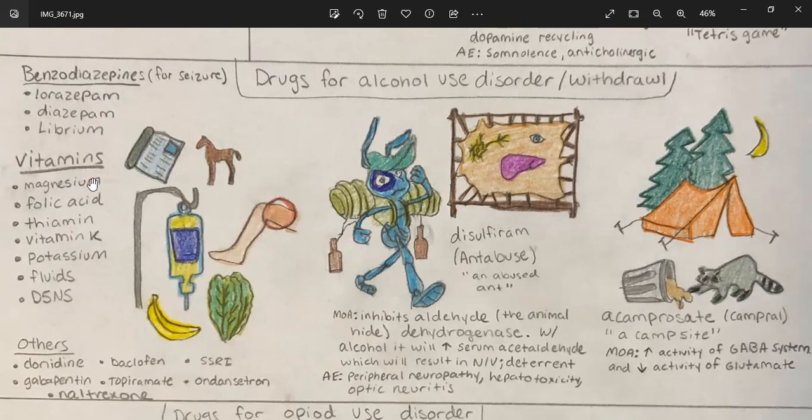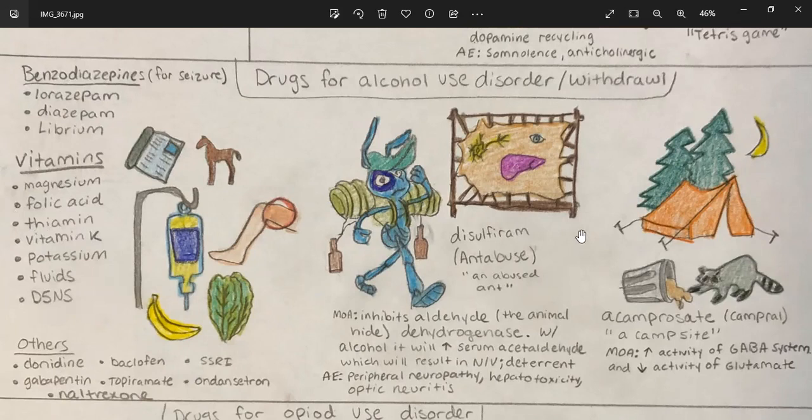So we have a magazine for magnesium. We have this little baby horse, a foal, for folic acid. This is someone's thigh for thiamine. Vitamin K, that's just because vitamin K is found in a bunch of leafy green vegetables. And then potassium, we have a banana, again fluids, and then D5 normal saline. So D5 is dextrose, so you want to give a little bit of sugar, but you want to do that after they've been given thiamine and fluids.